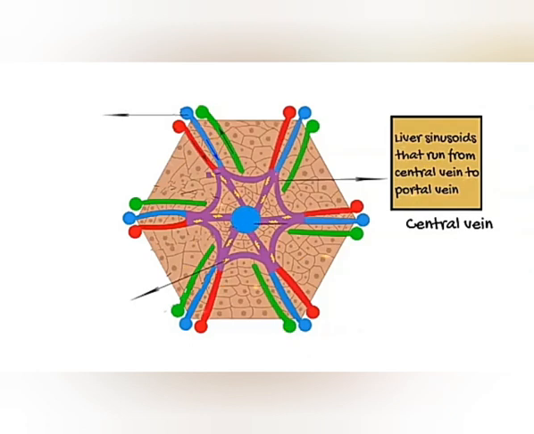The liver sinusoids run from the central vein into the portal triads, so they connect with the portal triads. What is the portal triad? Well, the portal triad consists of three things: the portal vein, bile duct, and the hepatic artery.